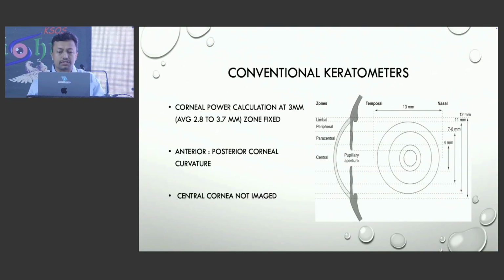So what does the conventional keratometer do? The conventional keratometer measures only the 3 mm zone. So that is fixed, and the anterior and posterior corneal curvature is already fixed in the machine. And it doesn't calculate the central corneal power also. Whereas when you do a post-refractive surgery IOL power calculation, the prefixed value is being used. So that is the reason why you get surprises after the surgery.